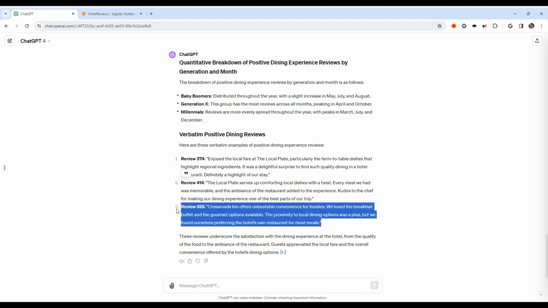The Crossroads Inn offers unbeatable convenience for foodies. We love the breakfast buffet and the gourmet options available. The proximity to local dining options was a plus, but we found ourselves preferring the hotel's own restaurant for most meals.